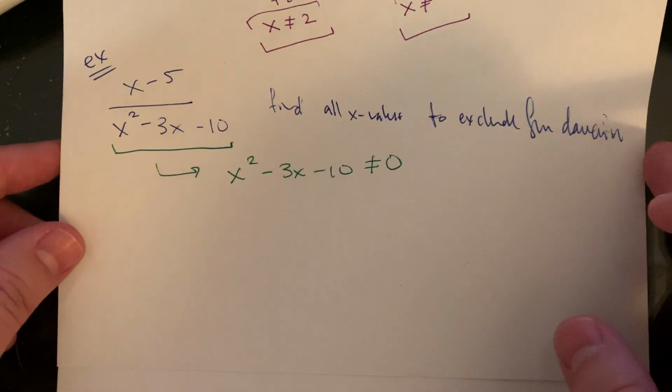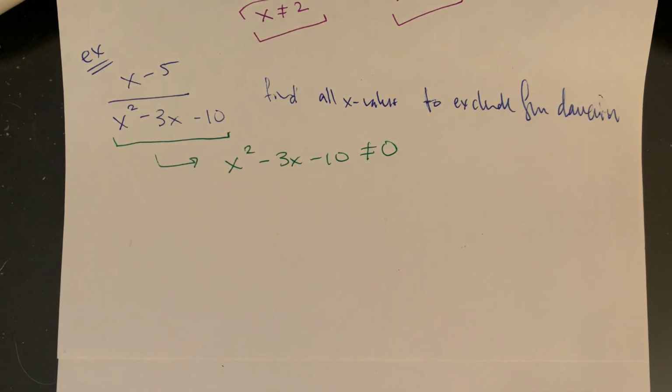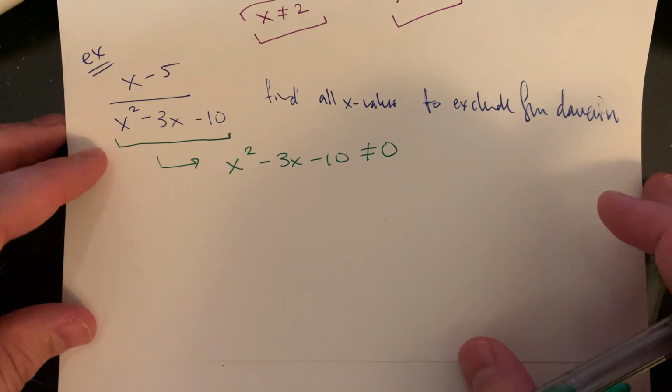This one, not so much. X squared minus 3x minus 10. You have to do some sort of random guess and check method to stumble into whatever your restrictions would be. Random guess and check is not a very sound math strategy. So rather than do that, let's factor like we did before.